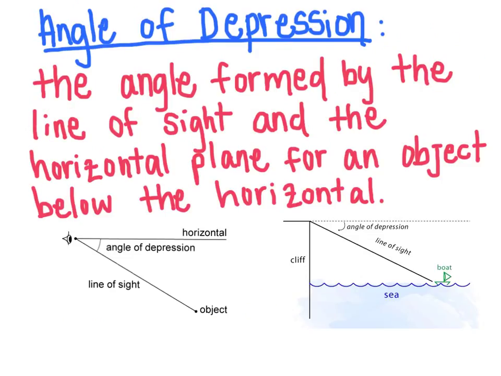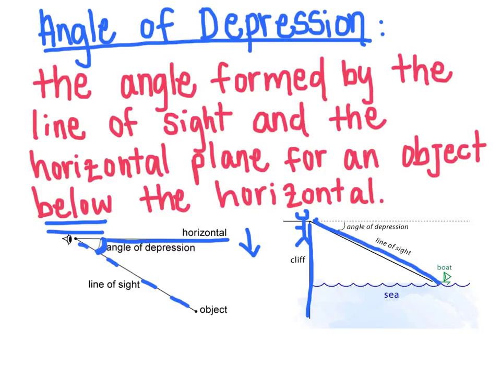The next definition is angle of depression. This angle is formed by the line of sight and the horizontal plane for an object below the horizontal. So we still have a line of sight that is formed with our horizontal line, and so our angle is right below the horizontal line. Here we have a picture drawn out: we have the ocean, we have a cliff, maybe an observer up top where we have a line of sight, and of course our horizontal line. Our angle of depression is here, below the horizontal line.